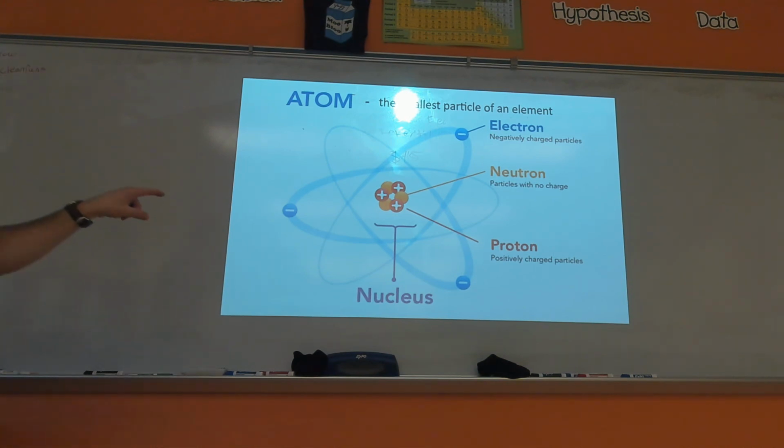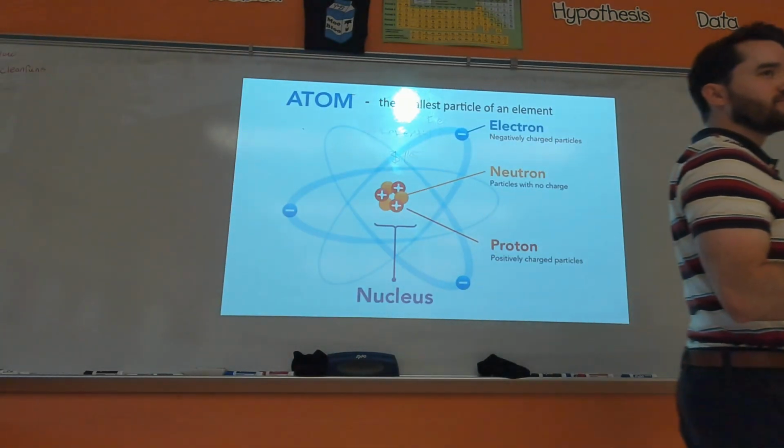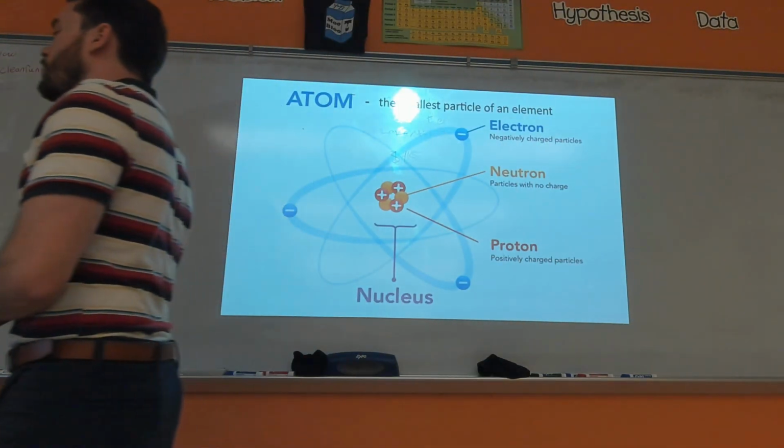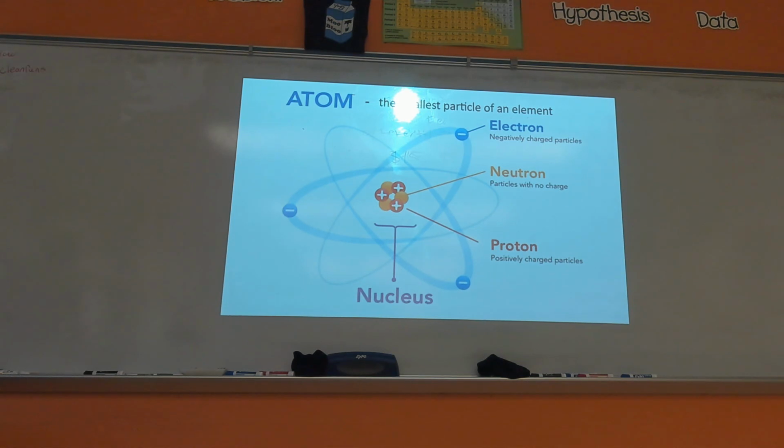Parts of the atom. So we all got the notes in front of us? With me? All right, so yeah, everything is made of atoms. Atom, we would call it the smallest particle of an element. An element is a different kind of atom. So if you were to look up here, you have three main parts of the atom.